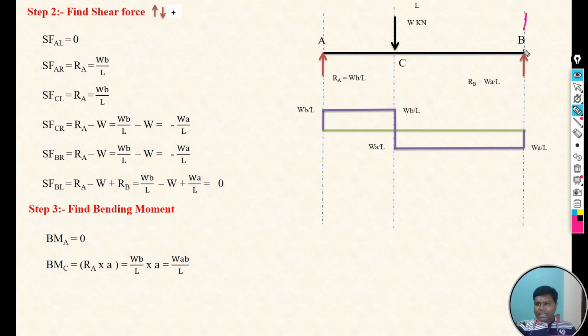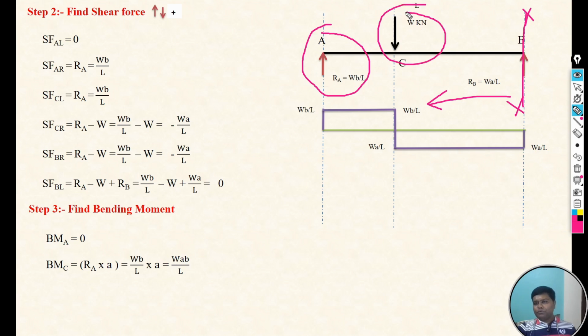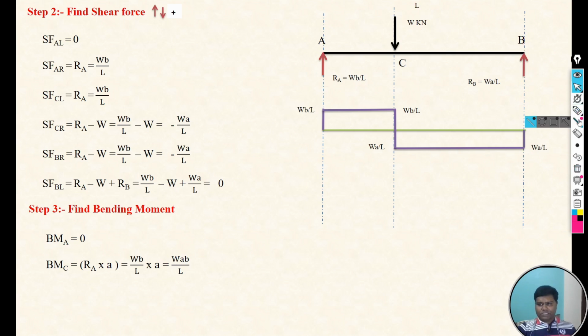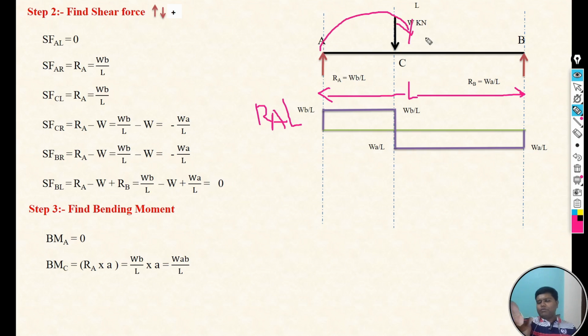Again take the section at B point and then focus on left. On the left we have two forces, that is RA and W. So we need to take the moment of both forces. First RA into perpendicular distance. Because we are taking moment at B point, the perpendicular distance is L. So moment of RA about B is RA into L, and that moment is created clockwise. So RA into L is positive.